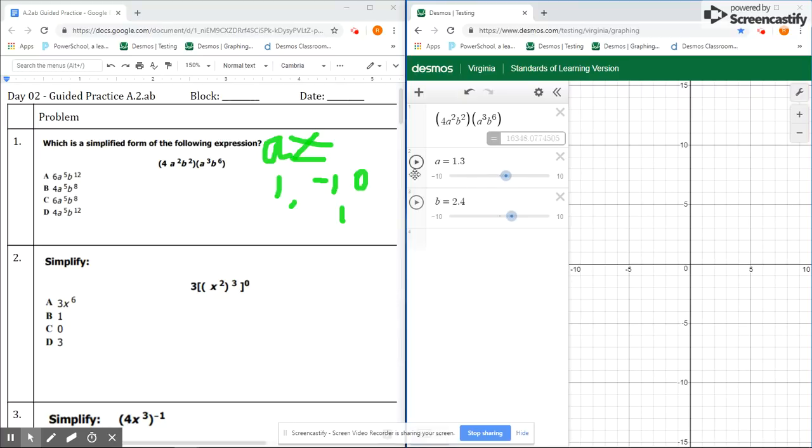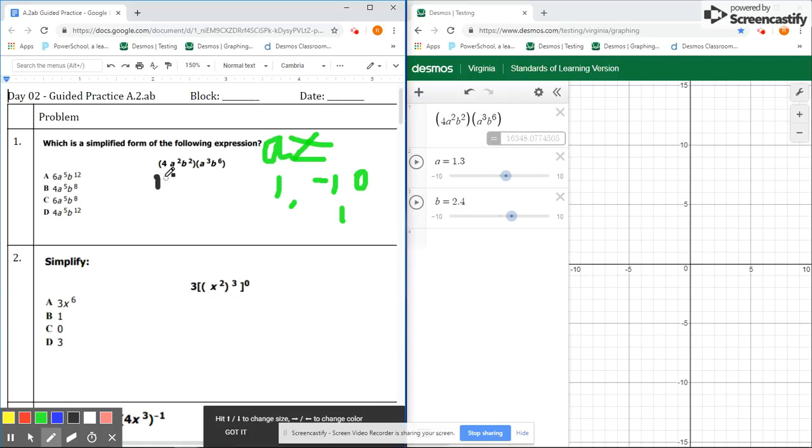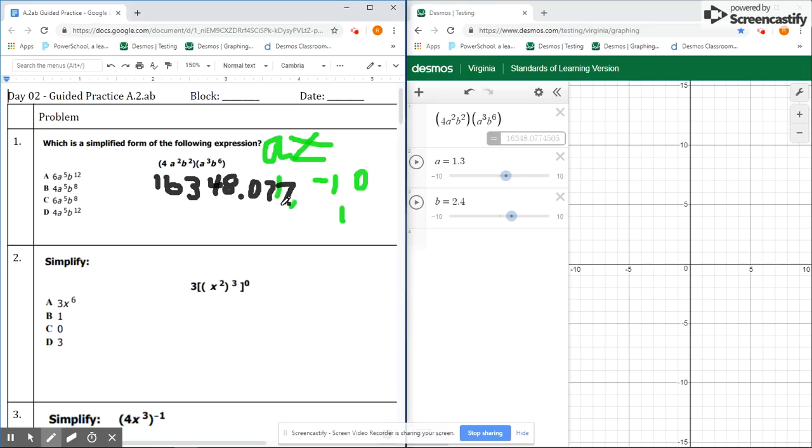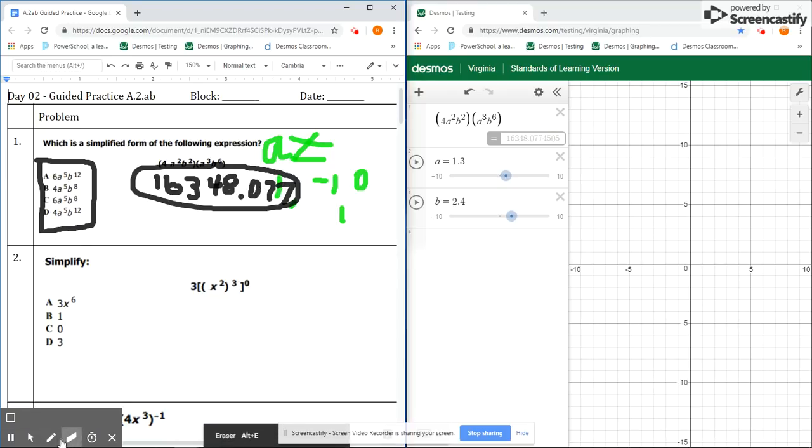Okay, so when I plug in just the sliders, we see we get 16,348. I'm just going to quickly jot that down. 16,348.077. Okay, so this is the number that I want to look for, all right? Because when I type these answer choices in, whichever answer choice gives me 16,348.077, that's going to be the correct answer here, all right? So I'm going to go ahead and type those in as well.